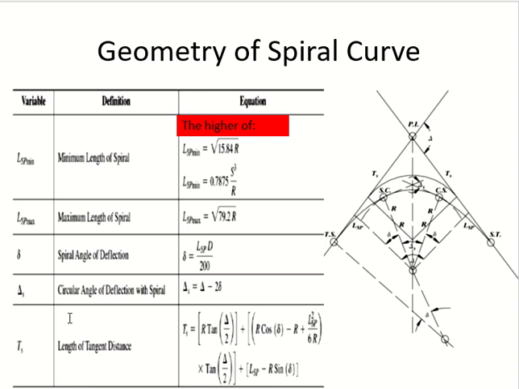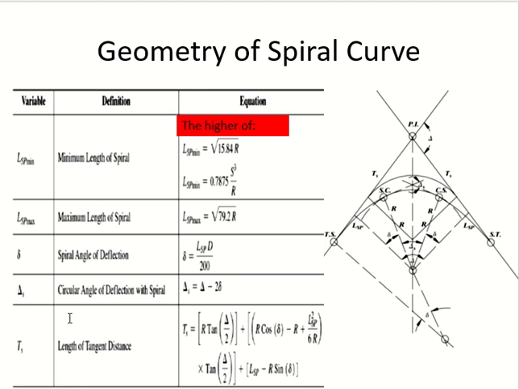I'm calling it small delta. If you call it something else, no problem, just remember the shape. This is small delta, this is capital delta. So we said the whole delta is covered by two spirals and one circle, right? So two spirals plus one circle gives you the whole delta. If you want the angle of the circular only, take the whole delta minus the two spirals. Clear?